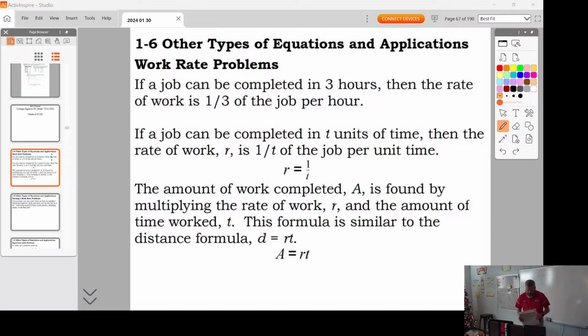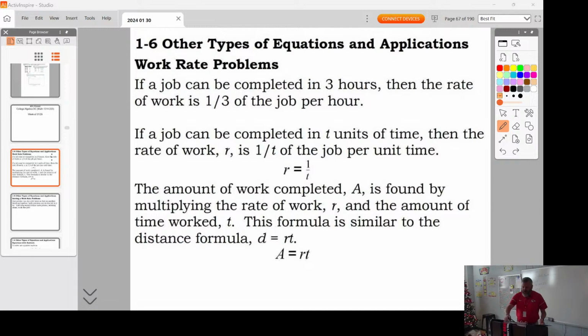Okay, we're going to talk about what happens if two people are working on the same job. If I can do the job in 2 hours and it takes Judea 3 hours to do the job, how long would it take us both if we worked together? Okay?